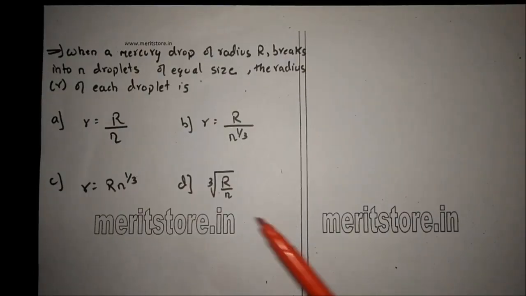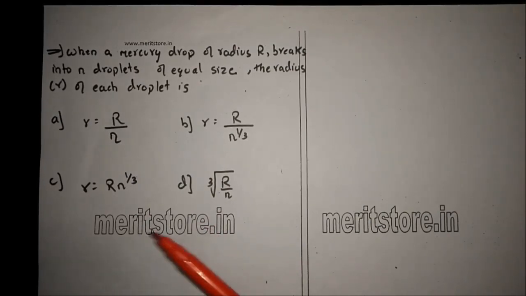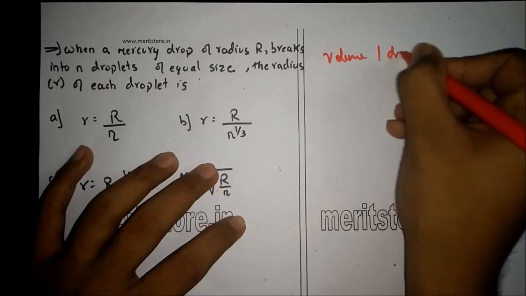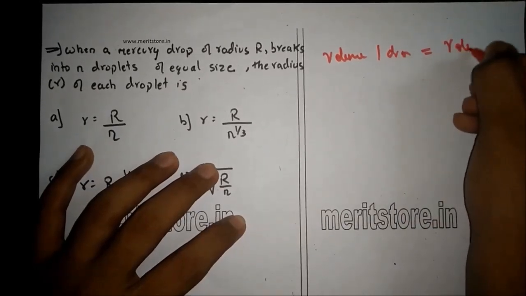A mercury drop of radius capital R breaks into n droplets of equal size. The radius small r of each droplet is, here are the options. Now we know that volume of one drop is equal to volume of n drops.